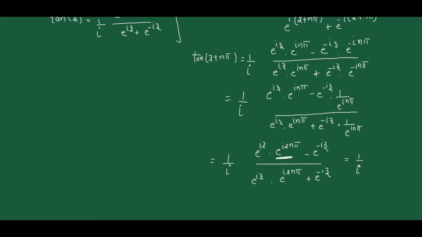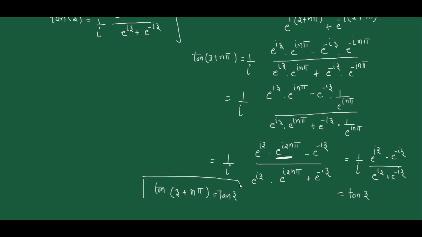Okay, so this can be written as 1 over iota, e raised to power iota z minus e raised to power minus iota z divided by e raised to power iota z plus e raised to power minus iota z, and this is nothing but tangent of z. So what have you shown? You have shown that tangent of a complex number is a periodic function of period n pi. Okay, so this completes the periodicity of circular functions of complex variables.